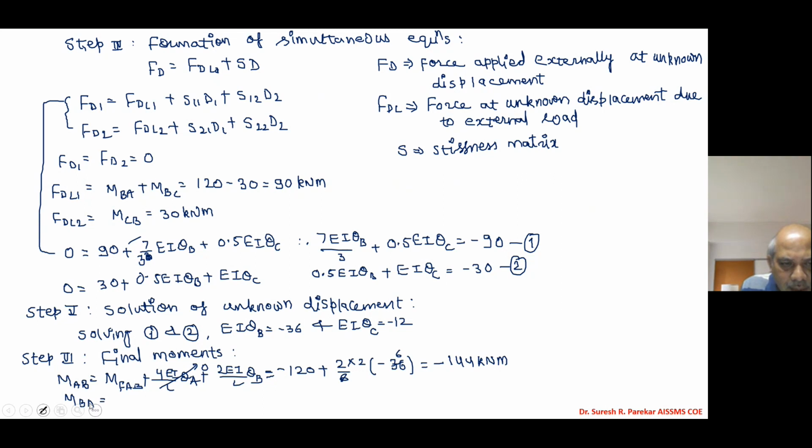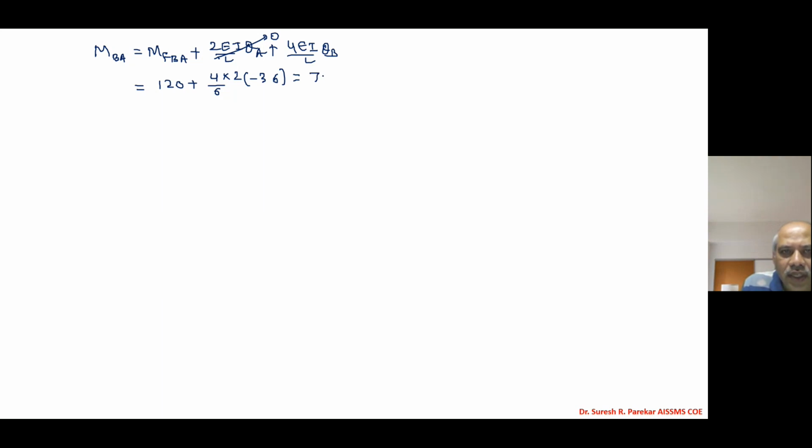Then we have the next, MBA. MBA equals MFBA plus 2 EI upon L theta A plus 4 EI upon L theta B. Theta A is 0. So 120 plus 4 upon 6 into 2 EI minus 36, and we get 72 kilonewton meter.